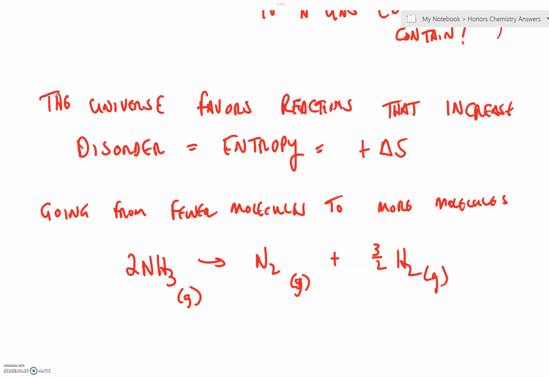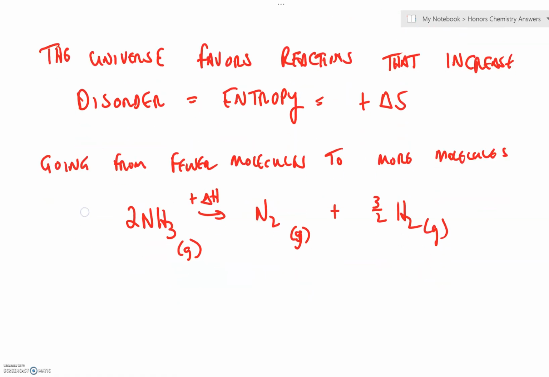This might require energy. You might have to add heat to this, a little delta H. You might have to increase the heat, and the universe doesn't favor that, but it definitely favors the fact that we went from one type of molecule to two. And if you want to add these up, we went from two molecules to, well, two different kinds of molecules. So this side is pretty ordered because you've got two of the same molecule floating around.